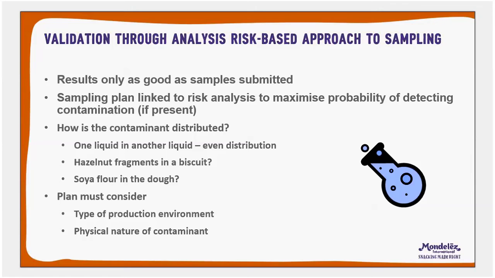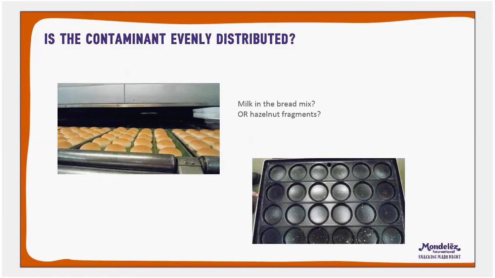So let's just show an example here. Imagine in the top left picture we're looking at baking bread rolls. If your contaminant were milk in the bread mix, in other words, part of the dough, that will have been evenly distributed and baked throughout the whole batch, you could potentially only take one sample of bread roll, and if milk were present, you would be able to detect it. But if your contaminant were hazelnut fragments coming, let's say, from the oven from a previous run, then the contaminant will not be evenly distributed and you might have to take a whole tray of samples.